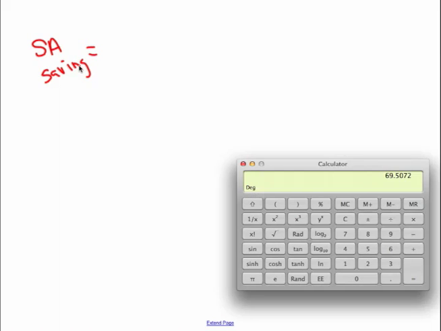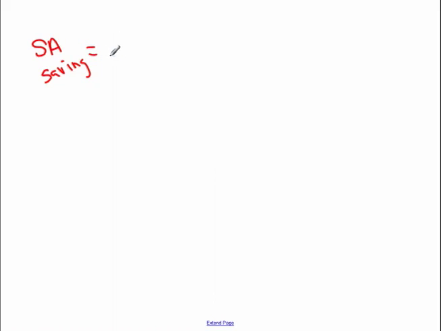I'm going to multiply that by 100,000. So we are saving, just by going with a cylinder, 6.9 million centimeters squared of aluminum by switching to the cylinder can.